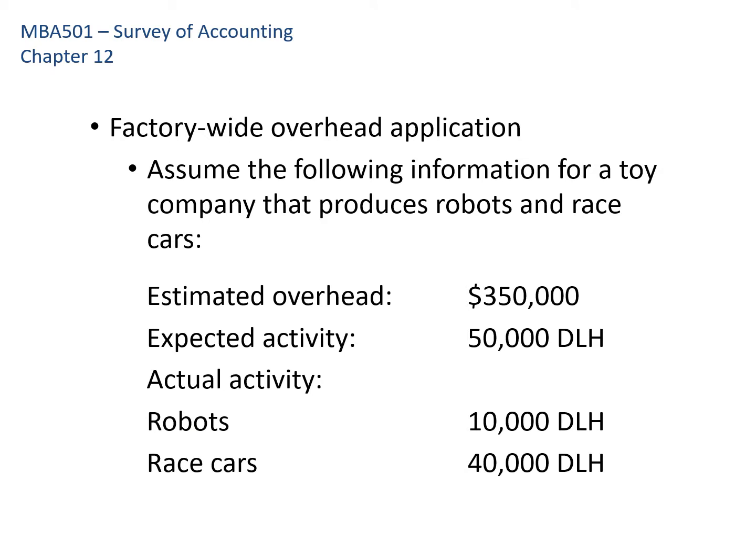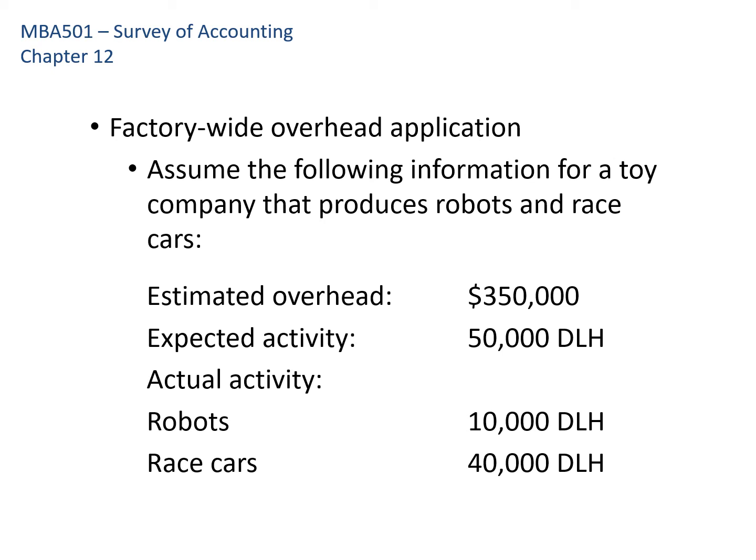So first, I'm going to go through this example and use what I would say is kind of a crude or arbitrary factory-wide overhead application rate. So in this case, let's assume that my factory has overhead, meaning supervisors, forklift drivers, inspectors, engineers, that sort of thing, of $350,000 and I'm going to use a factory-wide activity of direct labor hours to allocate that 350,000 to my products. So in this case, let's assume that we have 50,000 direct labor hours in our factory over the course of a year, and that I make two products, robots and race cars, two types of toys.